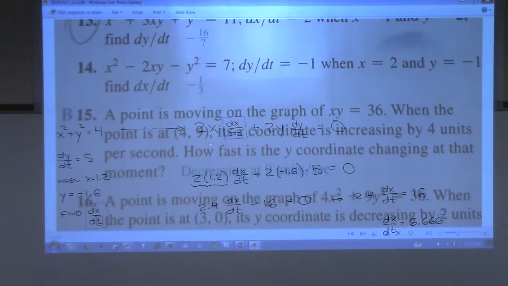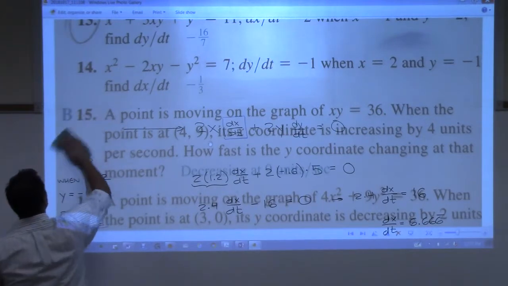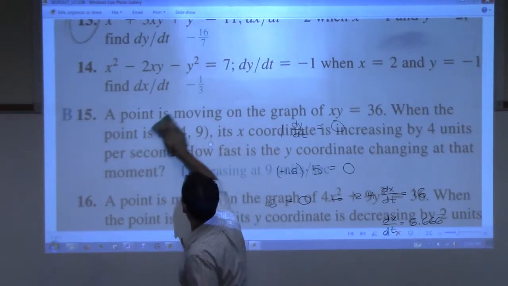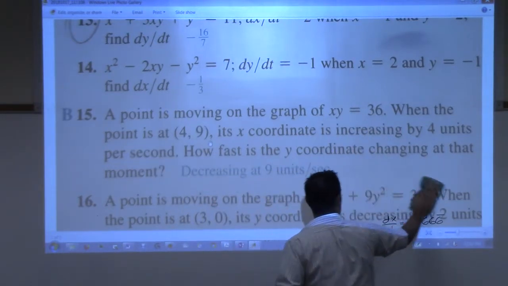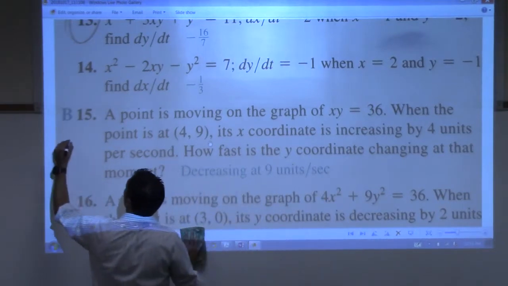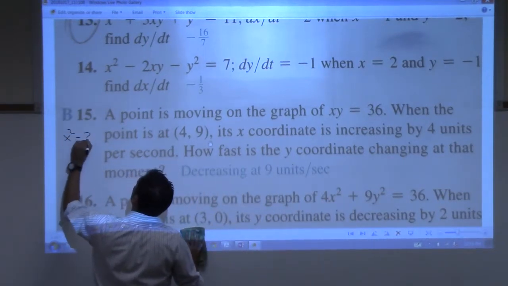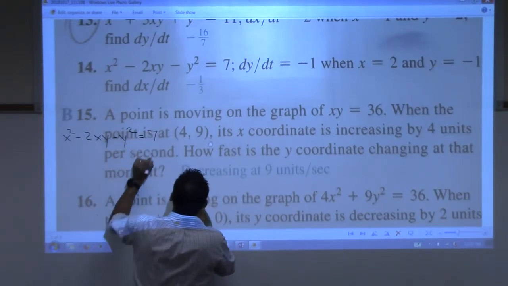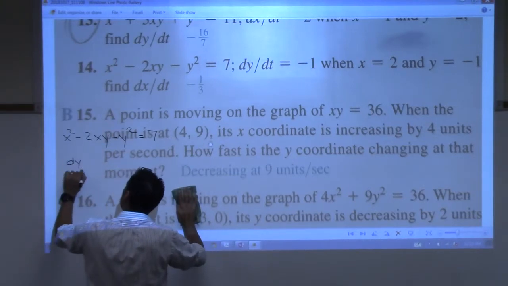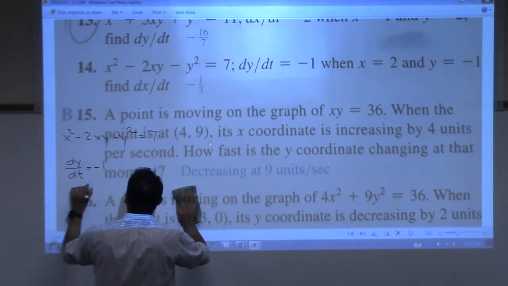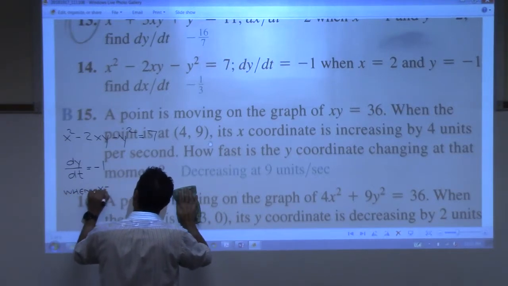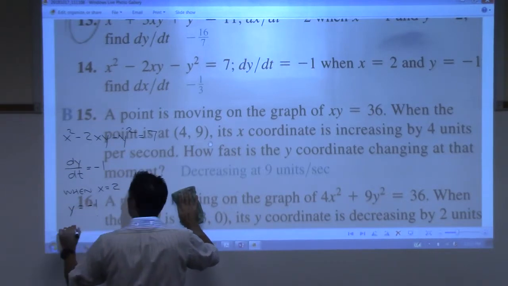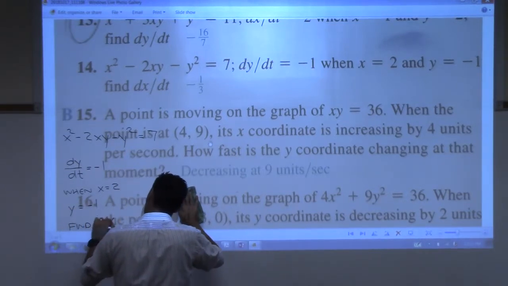All right, let's do one more of these because this next one has something in it that, again, I think caused a little bit of trouble in the exam. All right, so I'm doing number 14. We have x squared minus 2xy minus y squared equals 7. I'm given that dy/dt is negative 1 when x is 2 and y is negative 1. We want to find dx/dt.